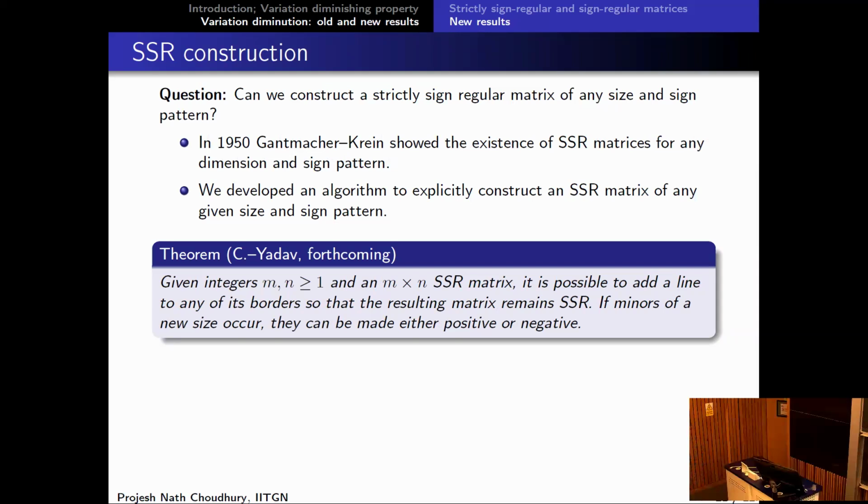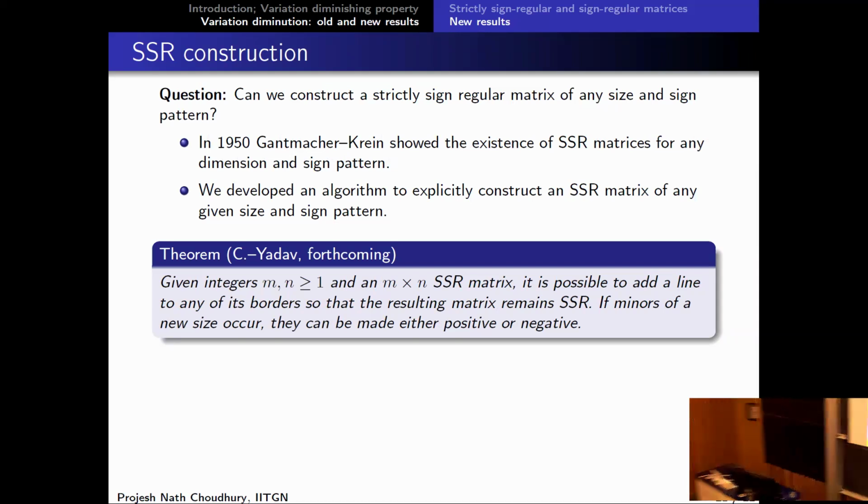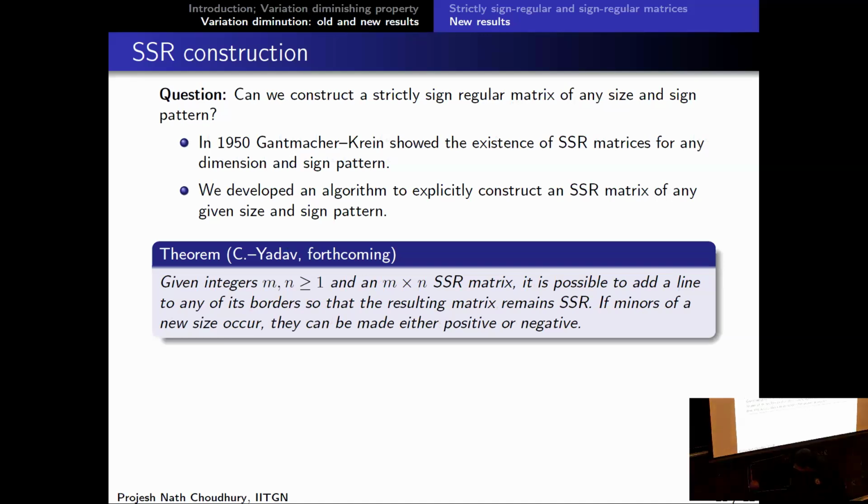So we can add a line at any border, meaning either on top, bottom, left or right, so that the resulting matrix is again an SSR, and if new minors of larger size occur, they can be either positive or whatever we choose. Now this leads us to a question. We are saying that we can add columns at the borders. The question is whether we can add a column between any two columns, or any row between any two rows.